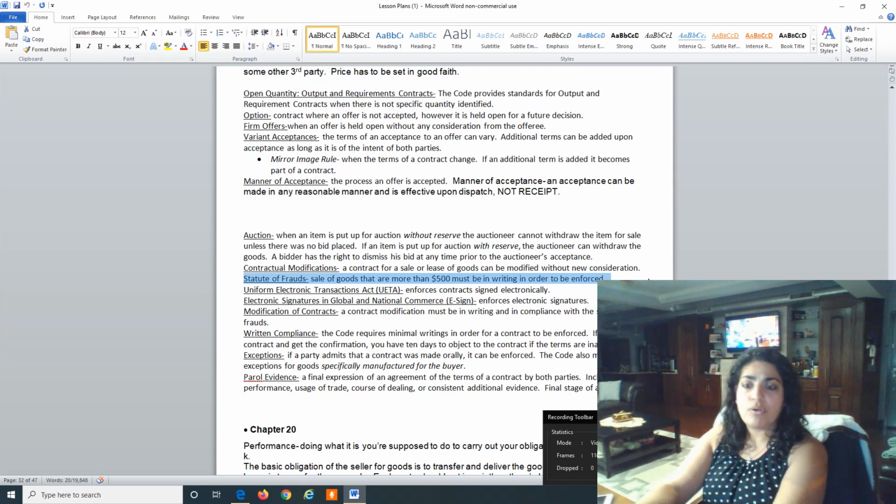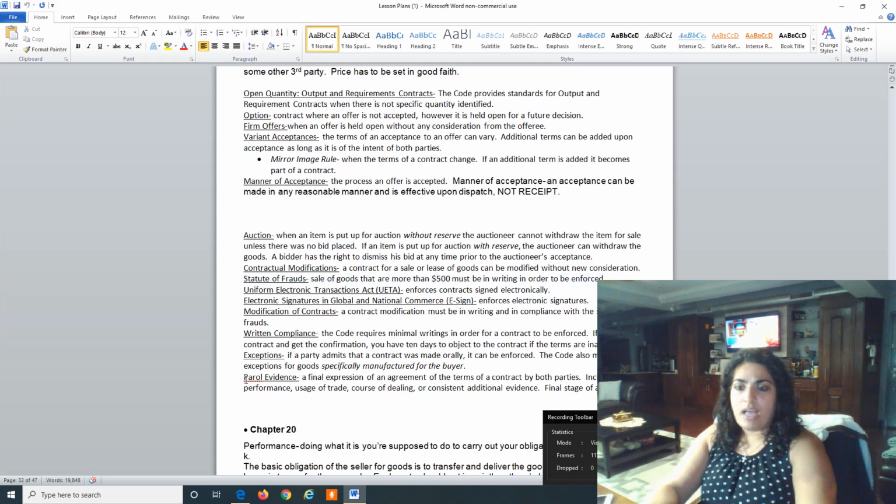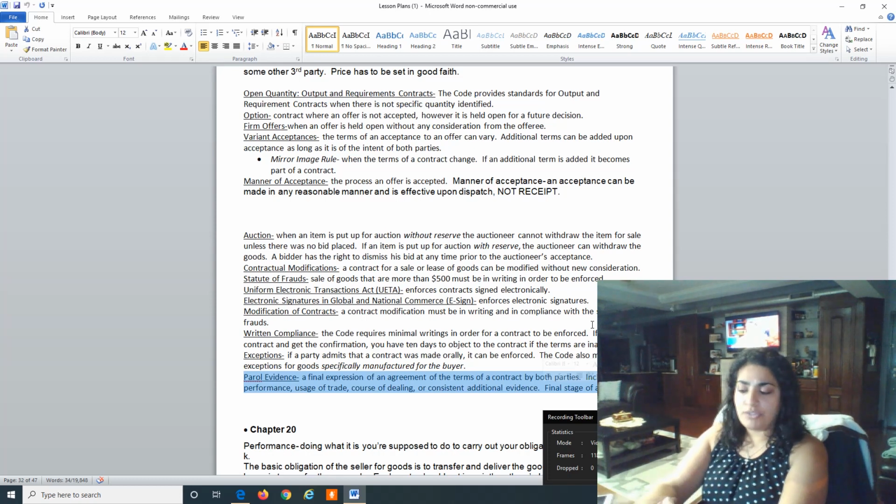Parole evidence is also something I want you guys to know. It is when both parties enter into a contract with one another, they contract back and forth, right? They discuss things, they change things, they modify things, but this final document that they enter into is the final expression of their agreement. That's what they both decide that they want to do. This is it. There's no outside things.